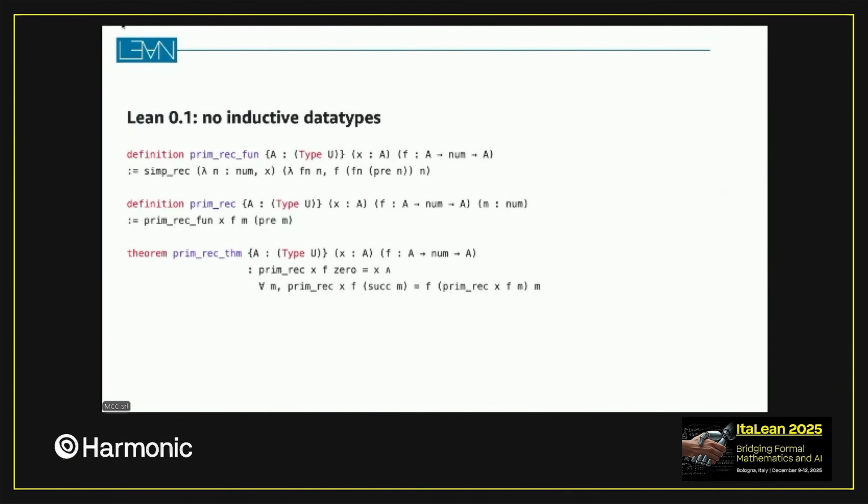Lean 0.1 had dependent type theory, but did not have inductive data types. We were constructing the inductive data types from first principles, like it's done in HOL Light, Hol, and so on. Basically, you build the natural numbers first, using the axiom of infinity and Hilbert's epsilon. And if you go back in time in our repo, you're going to find our constructions there.